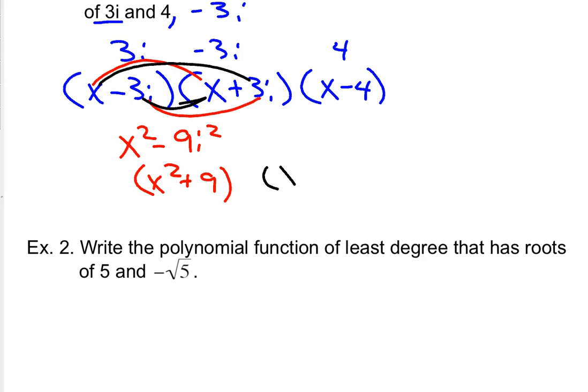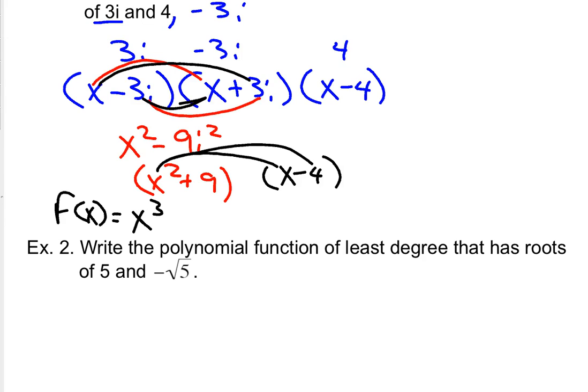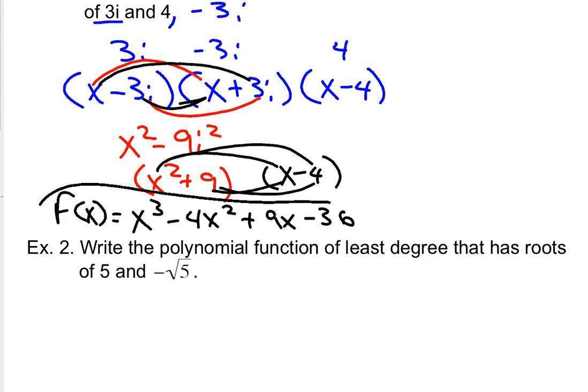Then we just need to drop down our x minus 4. I'm going to put f of x equals, and we FOIL that. X squared times x is x to the third. X squared times negative 4, negative 4x squared. 9 times x, 9x, and 9 times negative 4, negative 36.